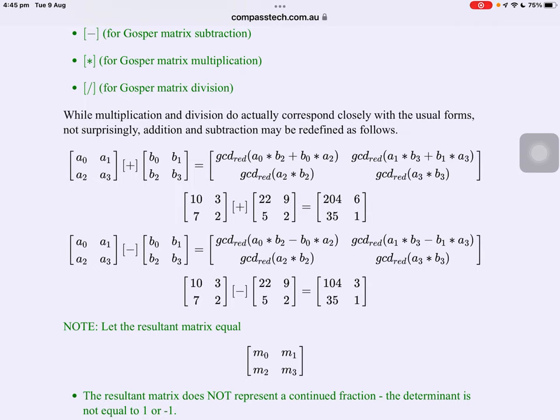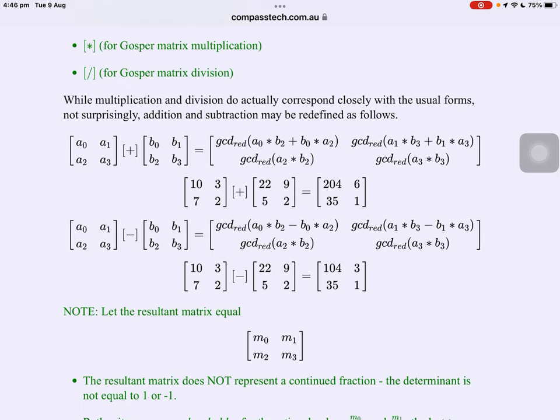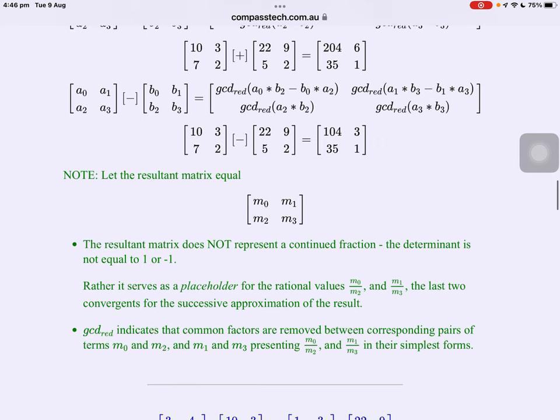So using this process, I operate on 10 over 7, matrix 3, 10, 3, 7, 2, and 22 over 5, matrix 9, 5, 2. I get 204, 6, 35, 1. Turns out that 10 over 7 plus 22 over 5 is 204 over 35. The last result, the next convergent, is 6 over 1. So a good approximation for this is 6 over 1. Now that is no longer a continued fraction matrix. How do I tell? Continued fraction matrices have a special property.